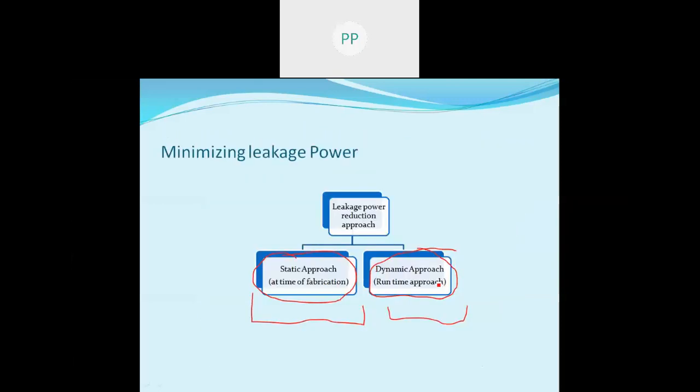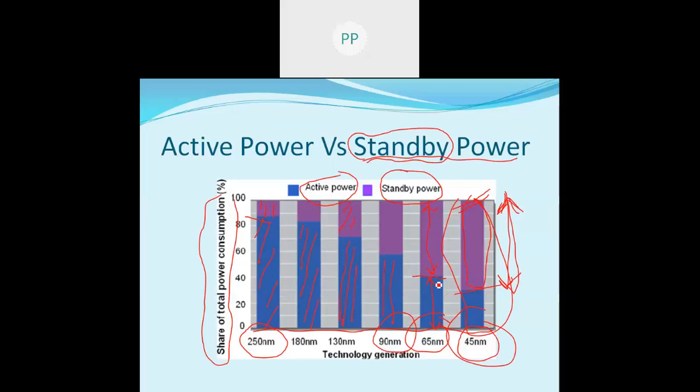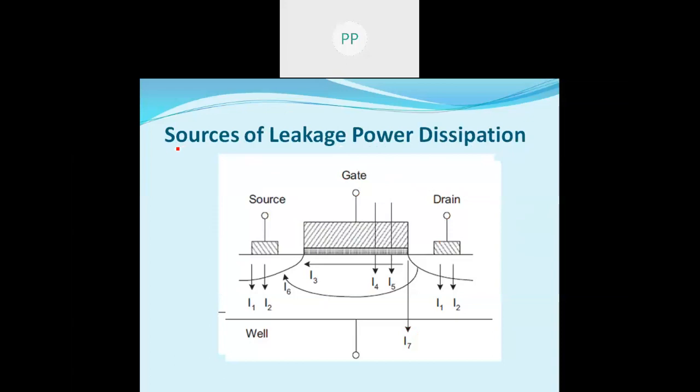Okay, so before we start discussing the static power dissipation techniques, we need to first understand the different sources of the leakage current and the leakage power. If we could properly identify the sources of the leakage power, then we can also think of techniques for minimizing it. So in a transistor, you can see that the following leakage currents can be observed. Here the currents are shown: I1, I2, I3, I4, I5, I6 and I7. So these are the different leakage currents.